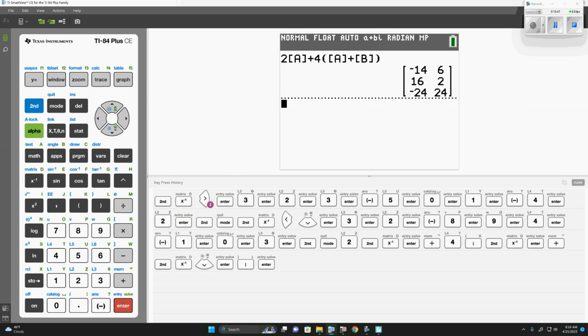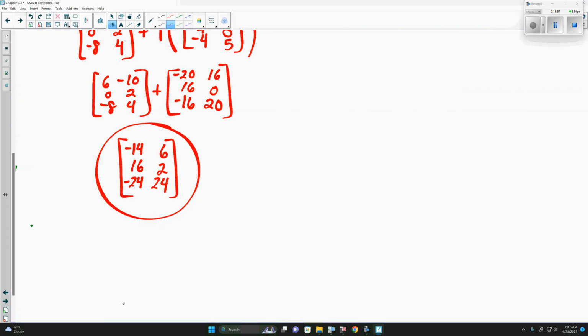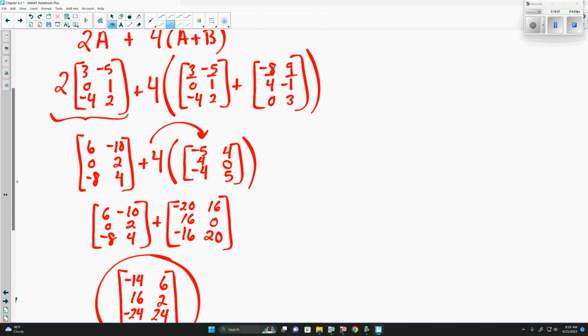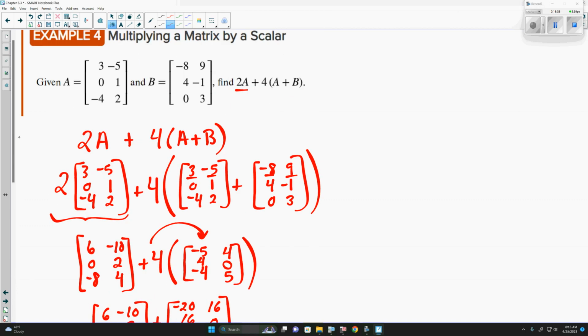That's the exact same thing we got. It might save a little bit of time by typing them in, but it's always good to know how to do it both ways. Any questions on scalars and addition, subtraction? We ready for multiplication?